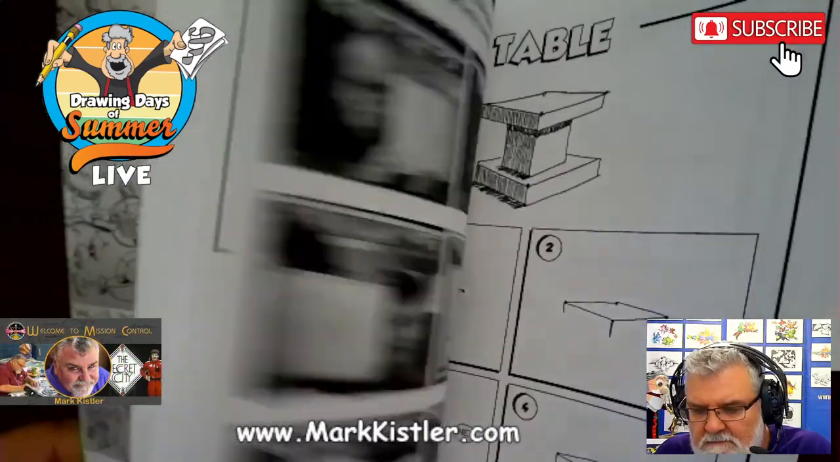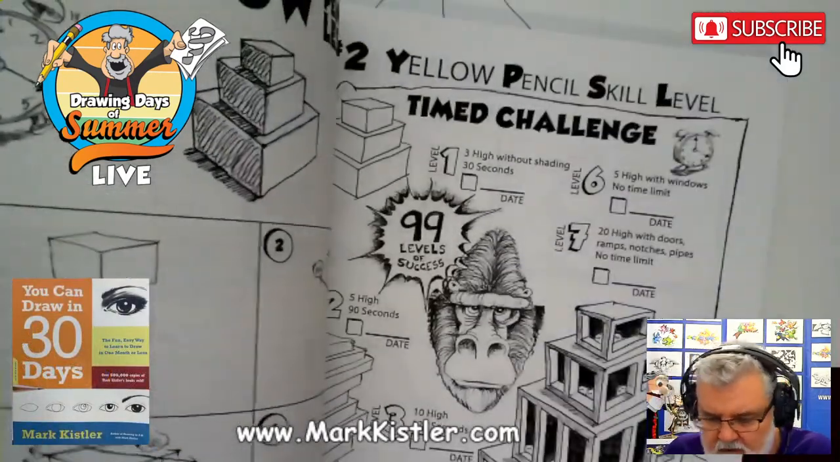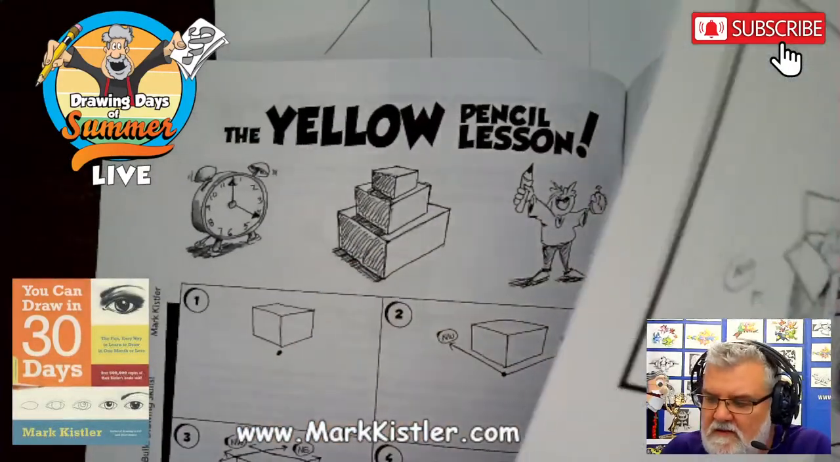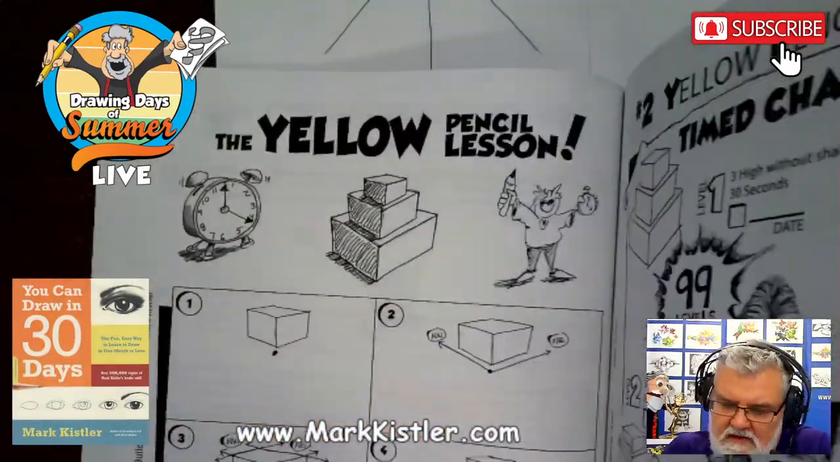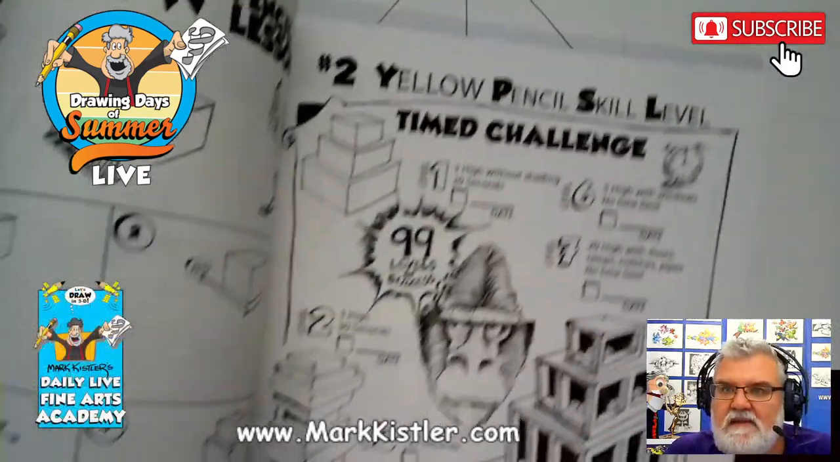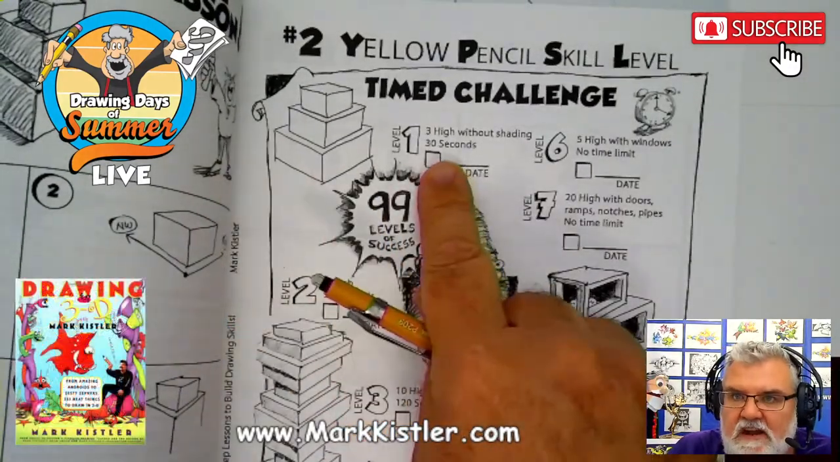We're going to draw part of the Yellow Pencil Drawing Club. But look at this. I want to show you this. This is really cool. Here it is. Look at these timed levels. This is level 2. And if you can draw this in 30 seconds, you check off that box.